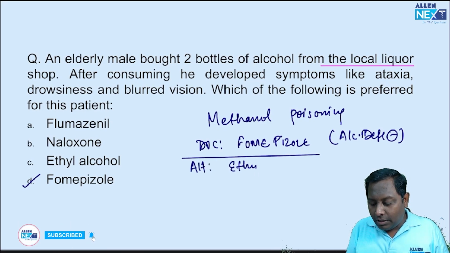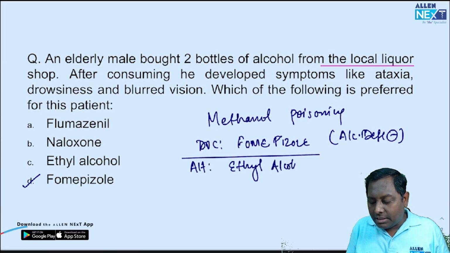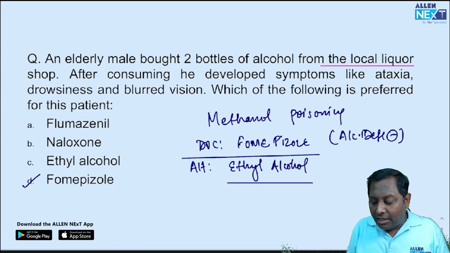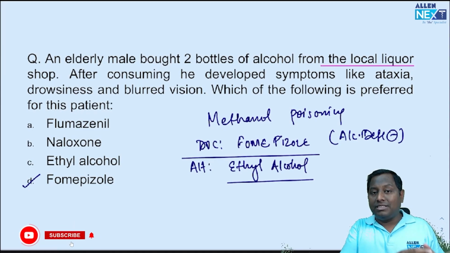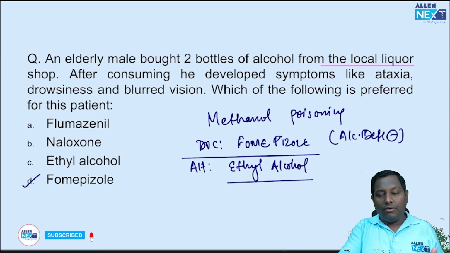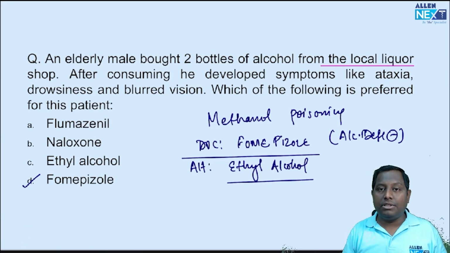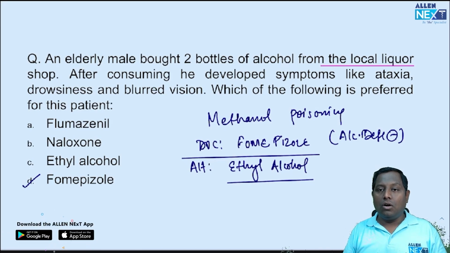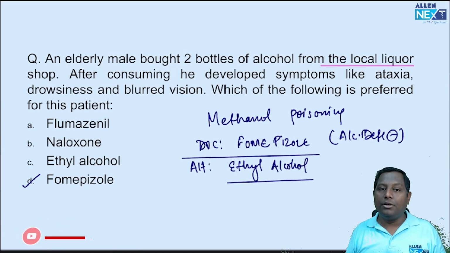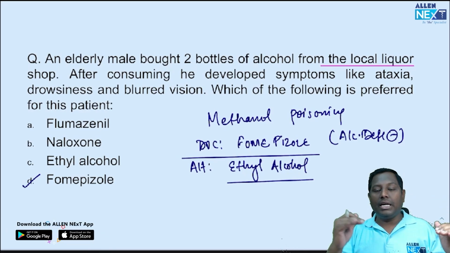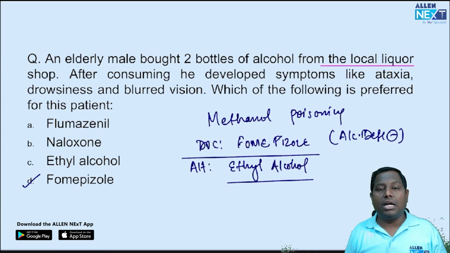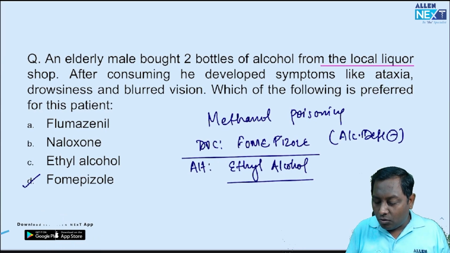So ethyl alcohol, what will it do? Ethyl alcohol is considered a competitive inhibitor of alcohol metabolism. The enzyme for methanol, that is alcohol dehydrogenase, will all be shifted towards ethyl alcohol metabolism. Therefore the risk of toxicity or the fatal outcome with methanol will be reduced. It's not that ethyl alcohol is very helpful. Do remember both of them are alcohols, but one has more toxicity and one has less toxicity. In this scenario, we have a specific antidote known as fomepizole.